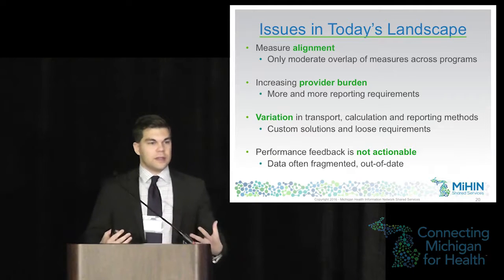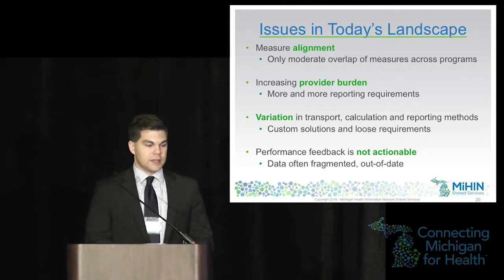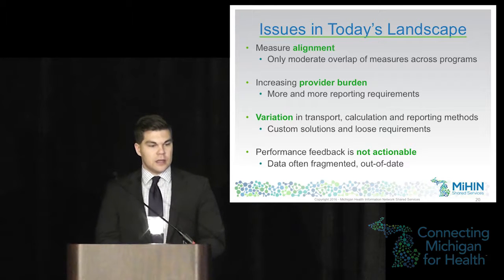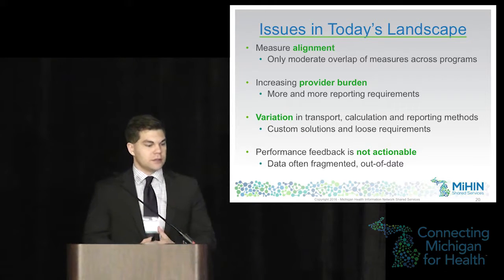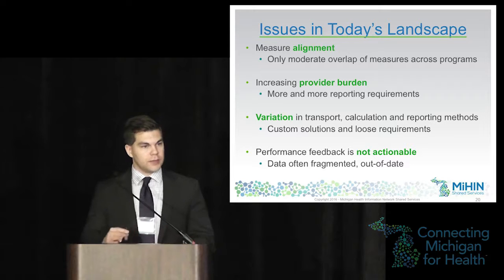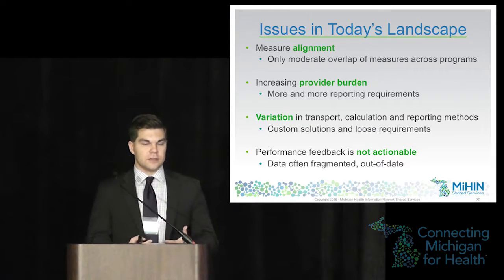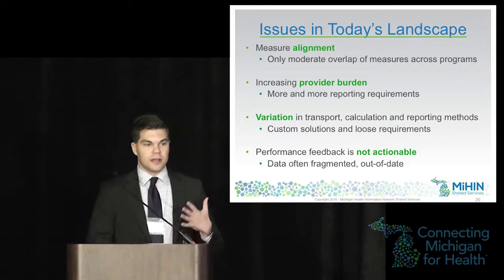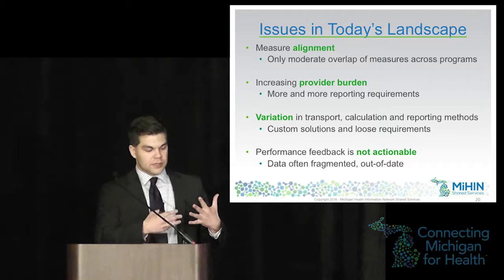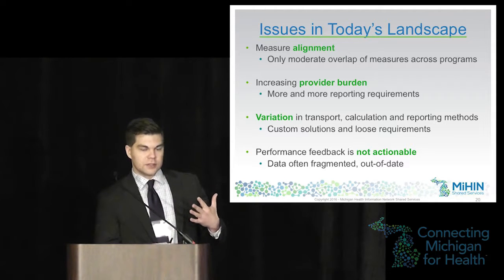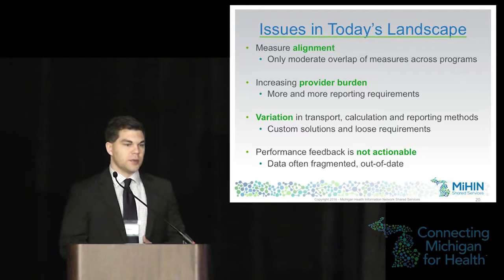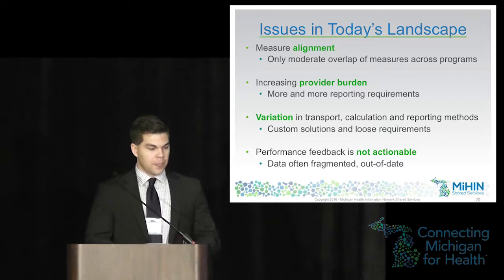So what are some of the issues in the quality landscape today? And these are just some of many. First of all, measure alignment. So not only amongst those major sets that we talked about, but also, for example, with incentives. So Payer 1 might incentivize these 5 measures one year, but Payer 2 is incentivizing a couple of those and then other ones. So what are physicians supposed to do in terms of priority?